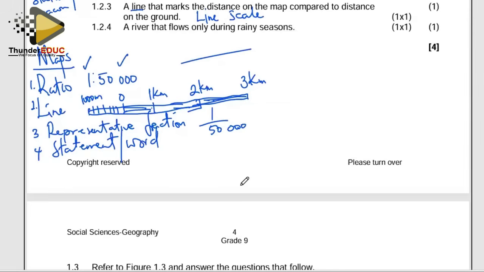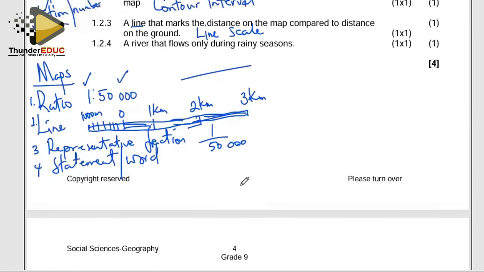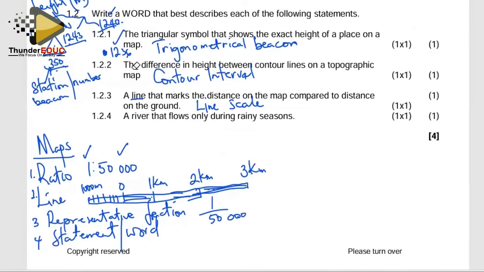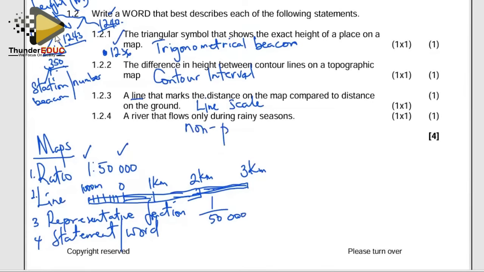A river that flows only during rainy season. I think we have talked about that slightly when we were looking at the previous question, which wanted us to identify the feature represented by the conventional symbol on the map. So that river, we said that is a non-perennial river. I think it's clear. Right, that takes us to the end of question 1.2.